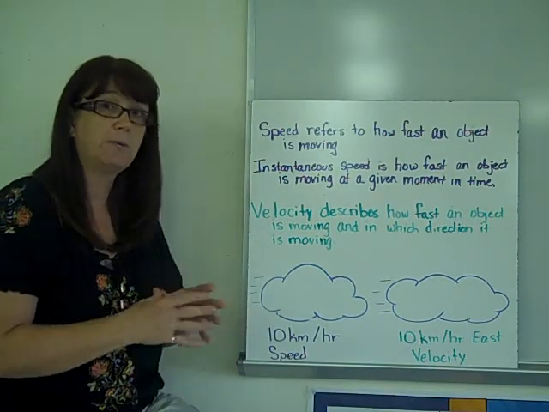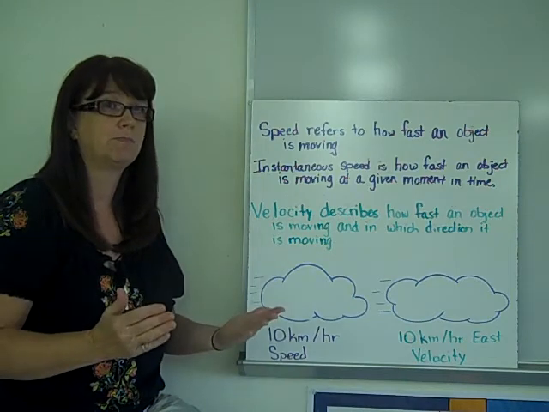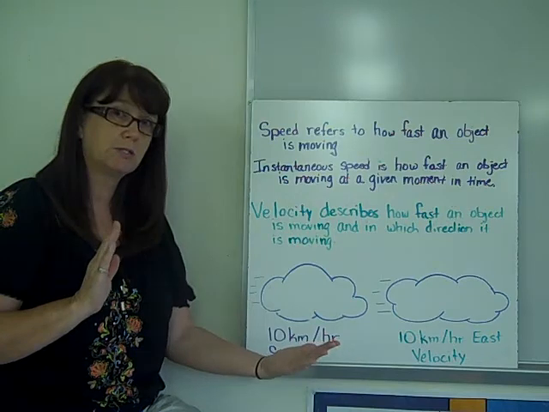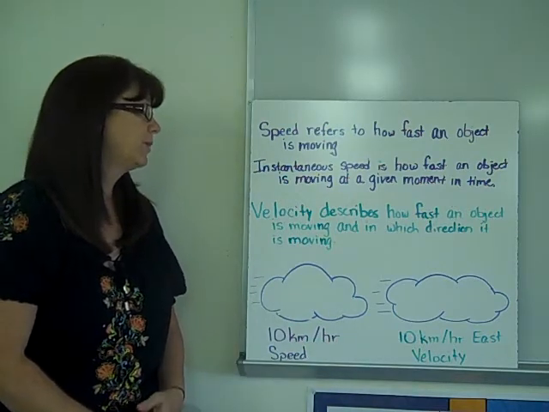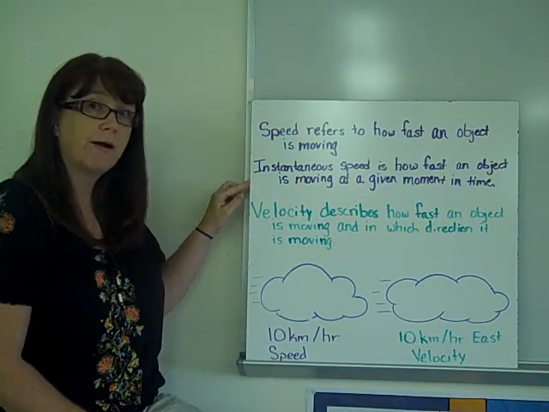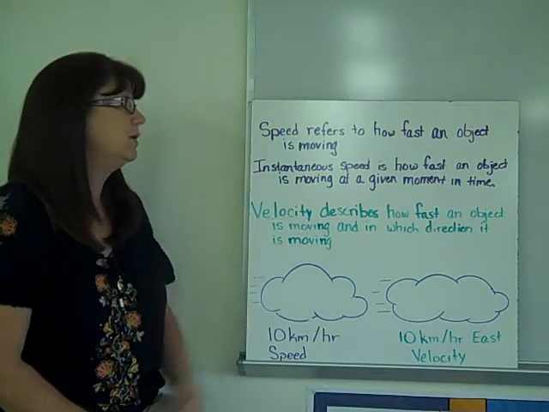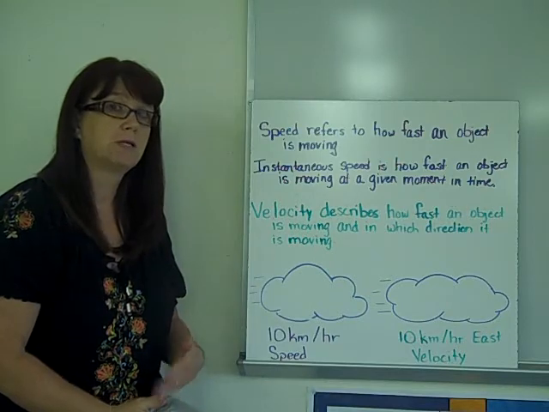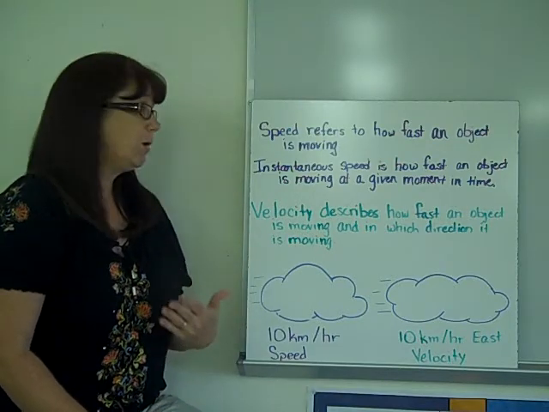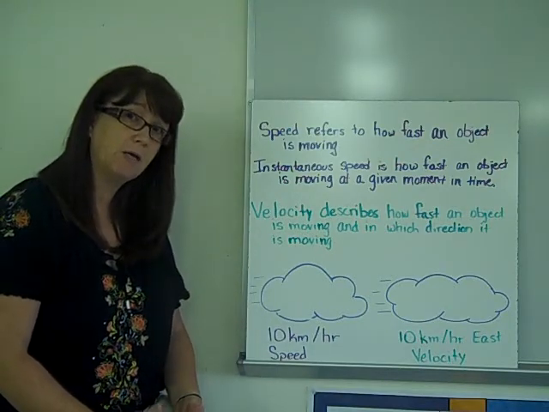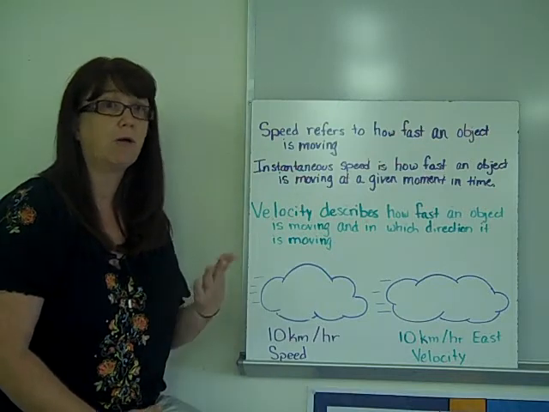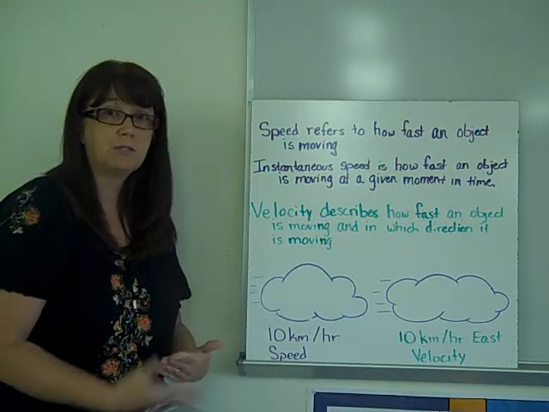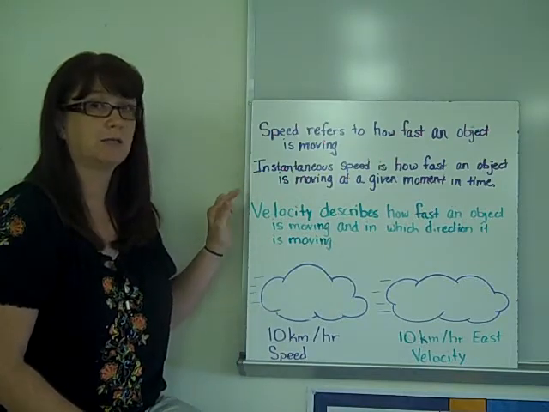Remember that when we talked about speed, we said that speed refers to how fast an object is moving. And we can calculate speed, or we can calculate an average speed, meaning that average speed was total distance divided by total time. We also talked about the fact that instantaneous speed is how fast an object is moving at a given moment in time. Most of the time when you calculate speed of an object, if you're only given one set of time data and one set of distance data, you are calculating instantaneous speed.